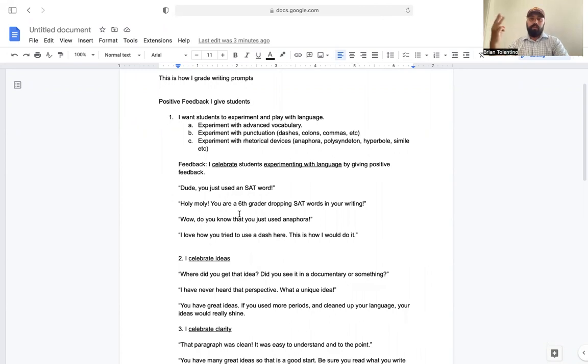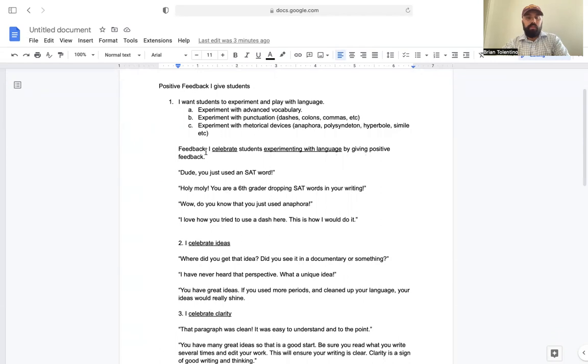There's three main ways I give feedback for students, and these are the three things I'm trying to promote in my students' writing. The first one is I celebrate students experimenting with language. And there are three different ways I want students to experiment with language.